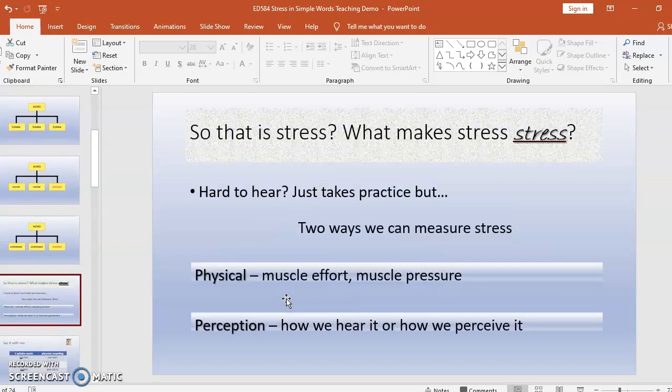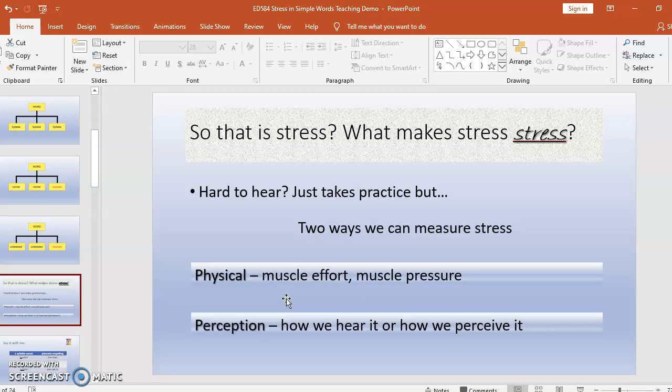Okay, so now that we know what stress is, what makes stress stress? For us, it's kind of hard to hear. It just takes practice to train your ear as you become a professional in this area. There are 2 ways that we can measure stress, and one is the physical. Our oral instruments, when we produce our language, there's muscle effort and there's pressure in our muscles. We activate our oral instruments so that we can produce these sounds. The stressed syllable would be the syllable with the most muscle effort.